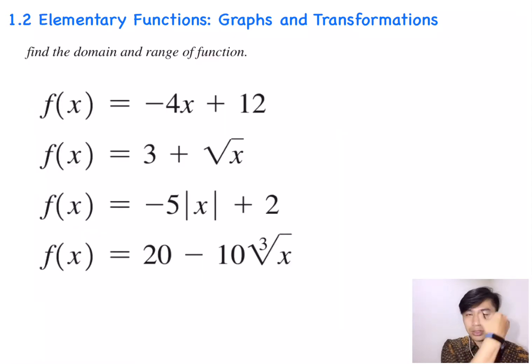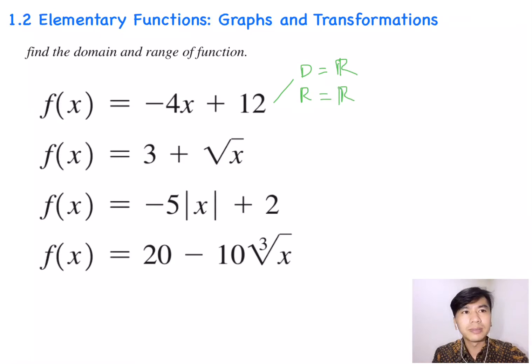Let's find some applications of it. Find the domain and range of the functions. The first one is f of x equals -4x plus 12. Here the domain is real numbers. This is how you write the real numbers. And the range will also be real numbers, because this is a linear function. For the second one, since this is a square root function, the domain is supposed to start from 0 to infinity.